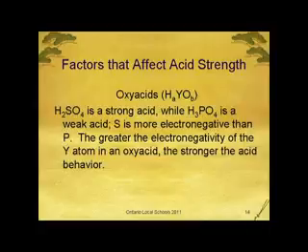Let's just compare H2SO4 and H3PO4. Both have the same number of oxygens, but the H2SO4 has a greater ratio of oxygens to hydrogens. You see it's 2 to 1 compared to H3PO4, which is 4 to 3. And it also has a more electronegative element that the oxygens are bonded to. Sulfur is more electronegative than phosphorus. So H2SO4 is a strong acid, H3PO4 is a weak acid. S is more electronegative than P. The greater the electronegativity of the Y atom in the oxyacid, the stronger the acid behavior.